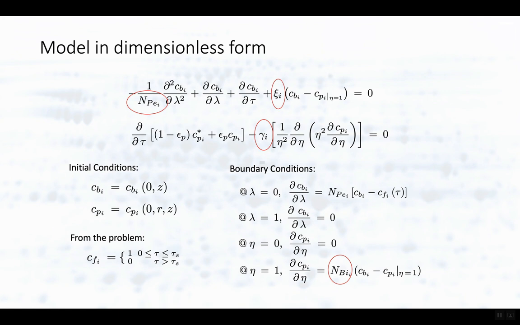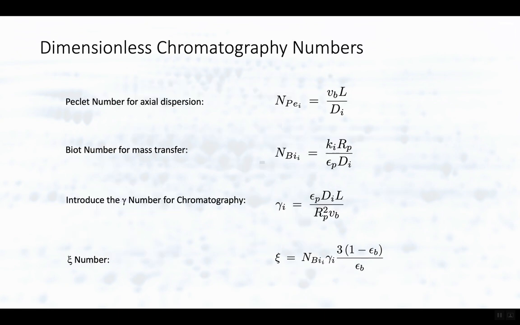Now in this model, since we've made it dimensionless, we've pulled all the parameters into 4 different dimensionless groups. One of these is the Peclet number. One of these is the Biot number. These are known engineering dimensionless terms. We're going to define those in the next slide. And then what's unique to chromatography is gamma and chi. Gamma and chi are unique chromatography dimensionless numbers.